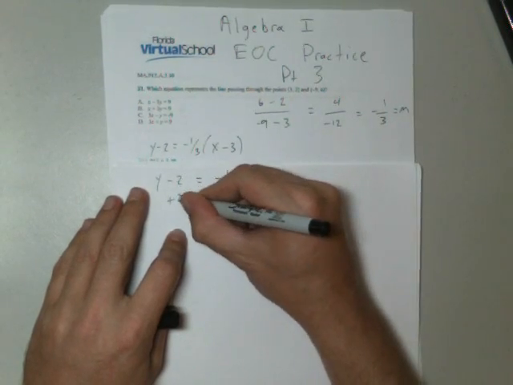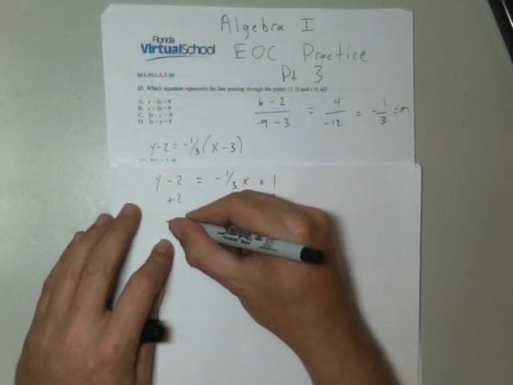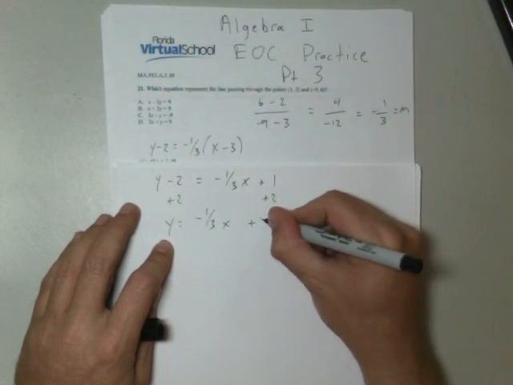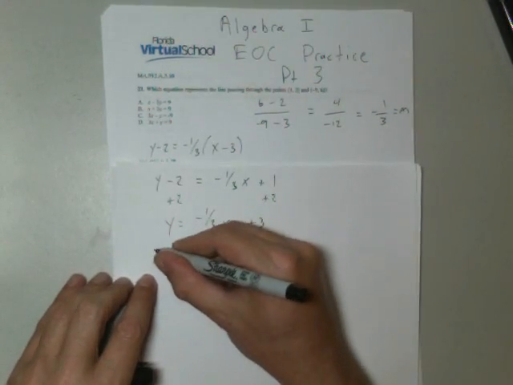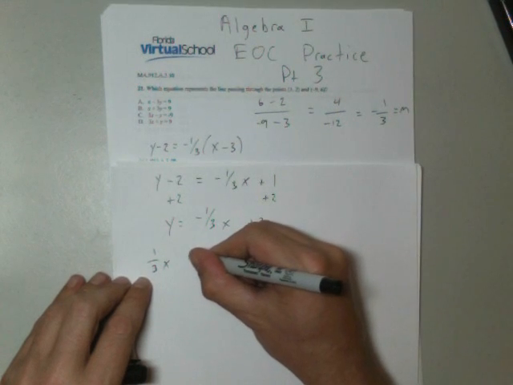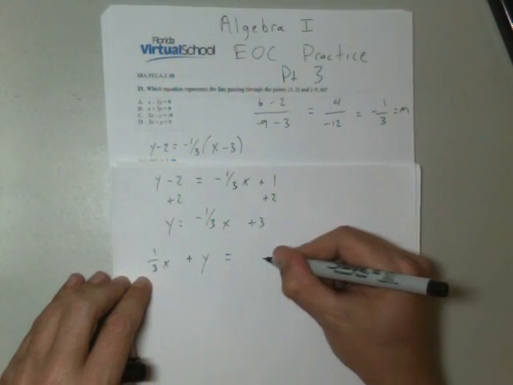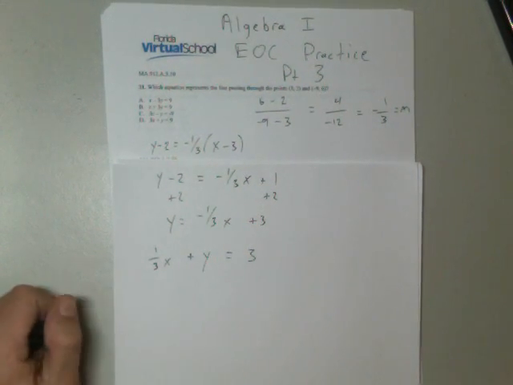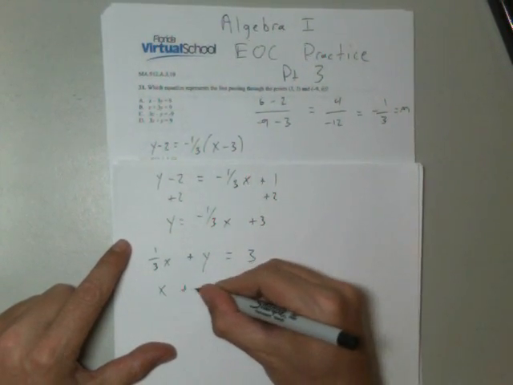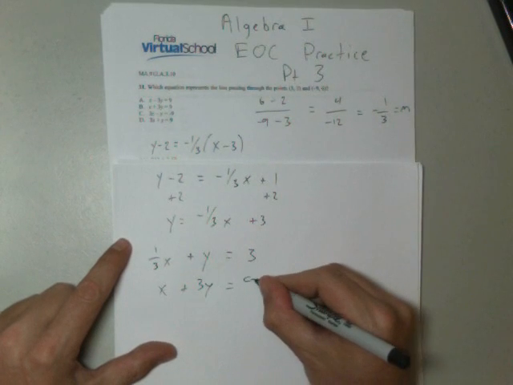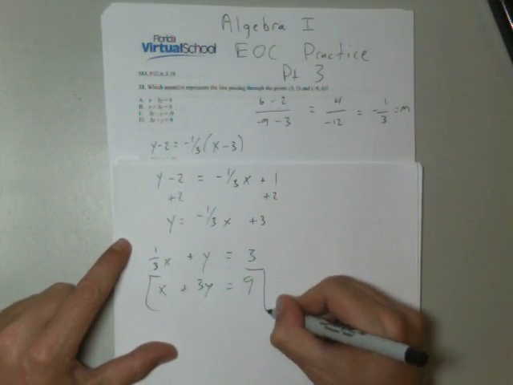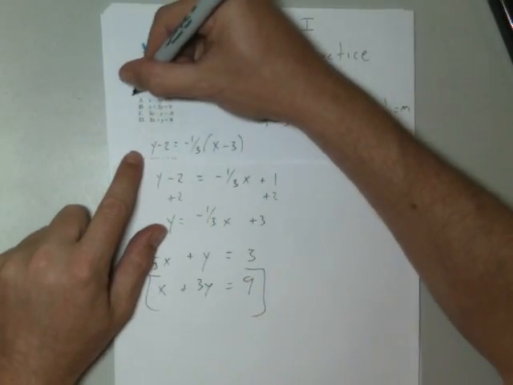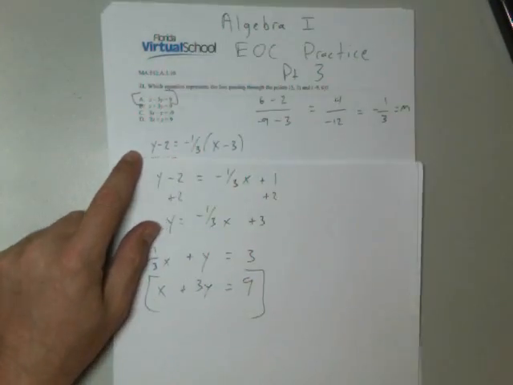Add 2. y equals negative 1/3 x plus 3. Add 1/3 x to both sides. Multiply everything by 3. We do that because in standard form we have integer coefficients. x plus 3y equals 9. Choice A.